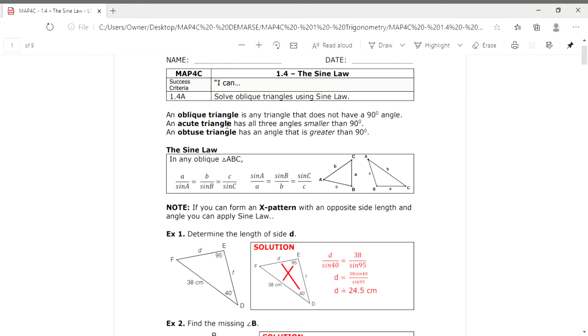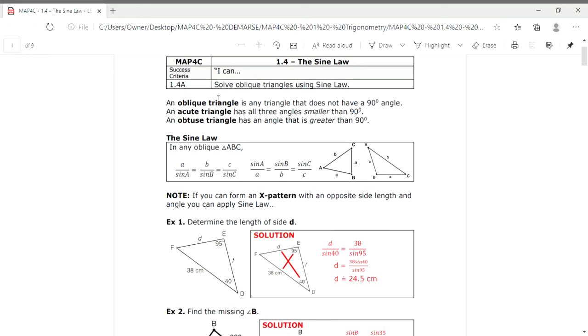An acute triangle is a triangle where all three angles are smaller than 90 degrees. And an obtuse triangle has an angle that is greater than 90 degrees. So in general, an oblique triangle is not a right-angle triangle, and there are two types of those, acute and obtuse. Acute, all angles are acute. Obtuse has one angle that is obtuse, or greater than 90 degrees.